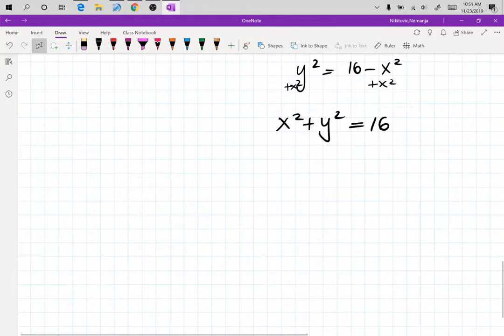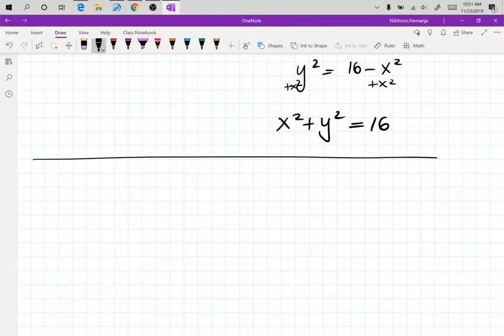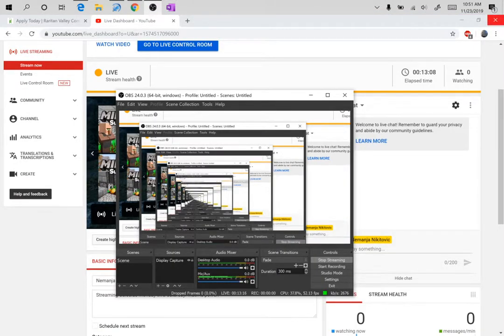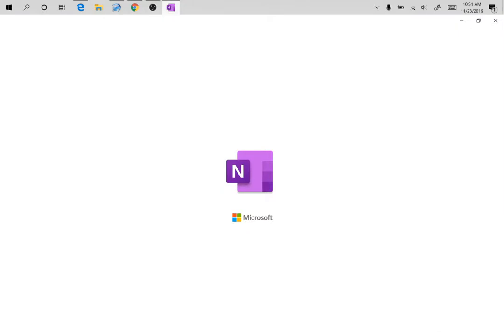Cool. So now we know that we can. Oh, is the lag. I don't know. I'll try restarting. See if that helps. I can feel the lag.